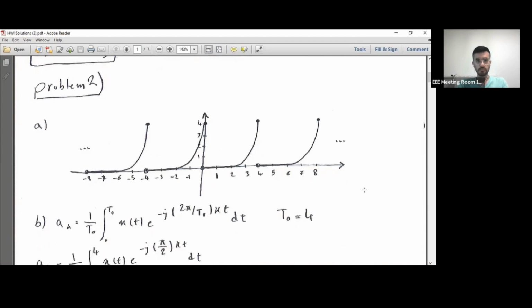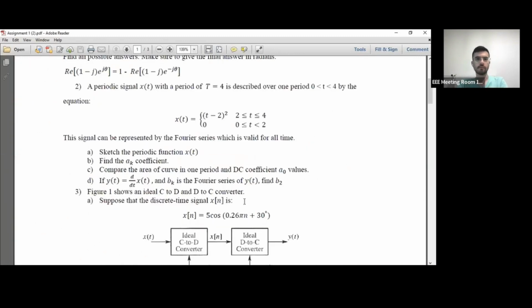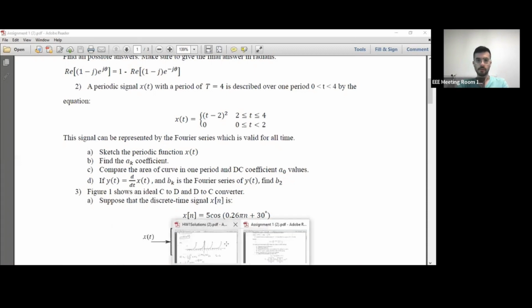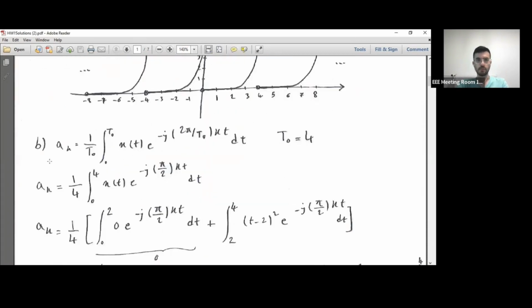Okay, let's move on to the next part: find the a_k coefficients. We have a definition for that, as you know. We need to write that one here. As you can see, a_k equals 1 over the period of the signal times the integral from 0 to T0 of x of t times e to the power of minus j times 2 pi over T0 times k t dt.